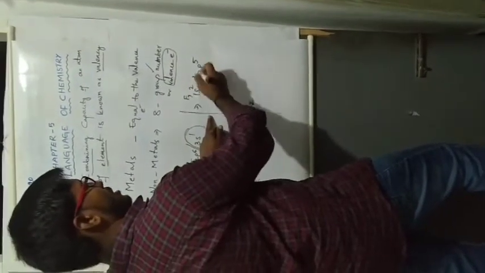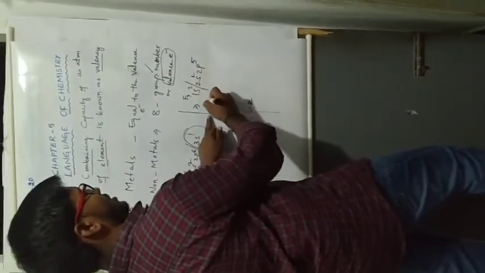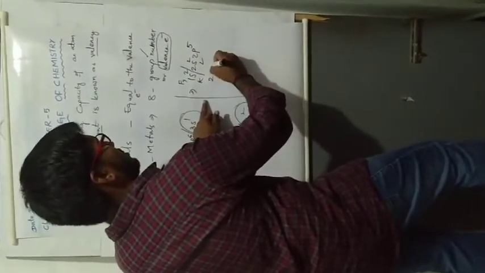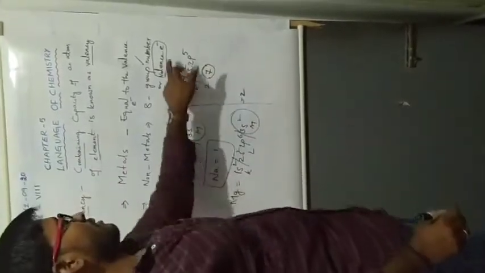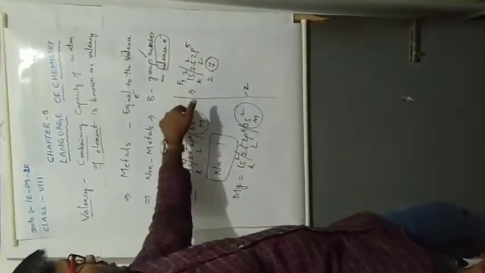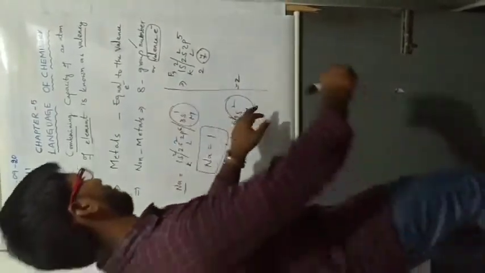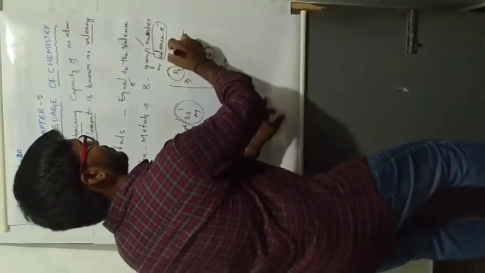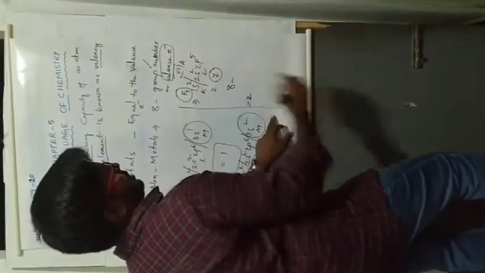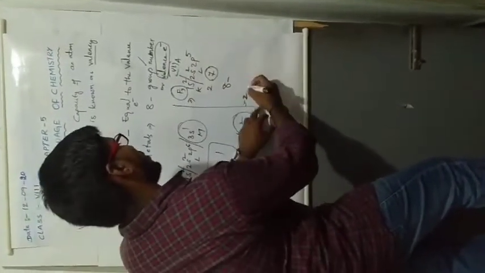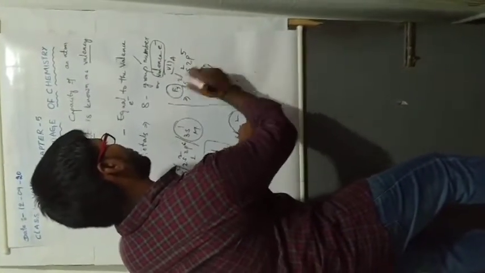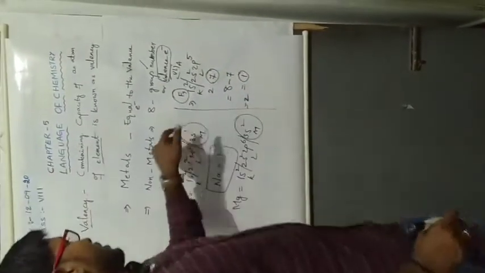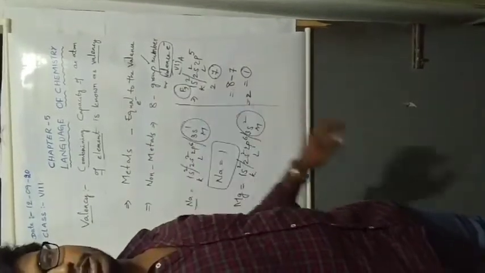Electronic configuration 1s2, 2s2, 2p5. How many shells are there? Two shells, K shell and L shell. So what is the valence electron count? 7. Here 7 is the valence electrons. What is the formula for non-metals? 8 minus the group number. Fluorine is in the 7A group, so you can use the same formula: 8 minus 7. So what is the valency? 1. This is the method to find the valency of non-metals.